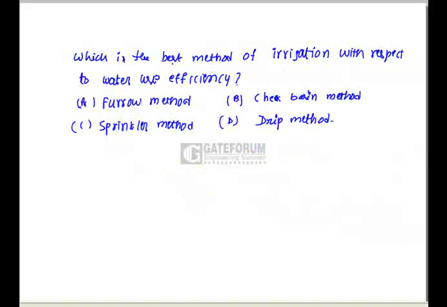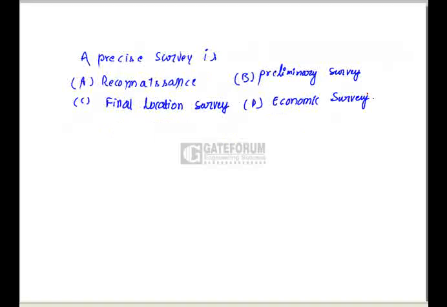Question: which is the best method of irrigation with respect to water use efficiency? Water is most effectively used in drip irrigation. So the best method for the most effective water usage is drip irrigation. Option D is correct. Direct question: a precise survey is a final location survey. So option C is correct.